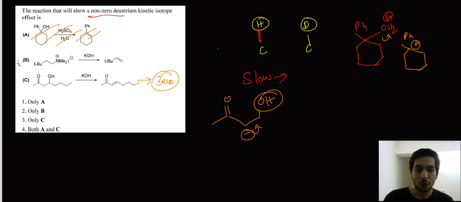So the only answer is option number B, because over here I'll just quickly tell you that the rate determining step is basically that the base abstracts the proton, the proton migrates over here, and the leaving group leaves. So the abstraction of the proton is a part of the rate determining step. If we have a deuterium over here, the rate of the reaction will be slower, and because we have a proton over here, the rate will be faster. That is why we will have a non-zero deuterium kinetic isotopic effect, and that is why the correct answer will be only B.